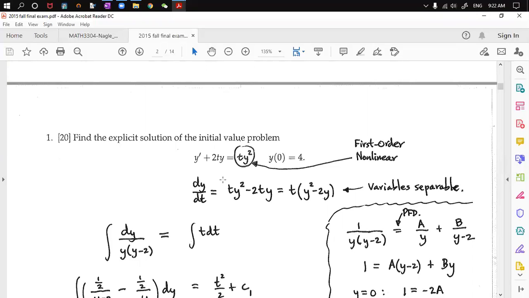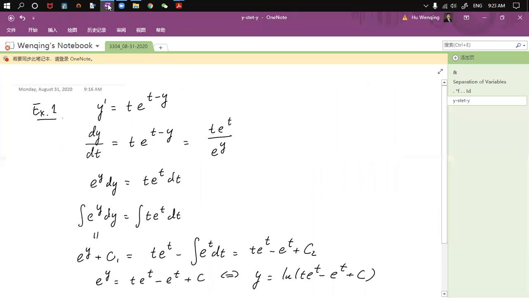Here it's important to see that the question says I want to find an explicit solution of this initial value problem. So this is an initial value problem, and I just want to find an explicit solution. That means we have to find a general solution, and with the initial condition, we also have to find a particular solution.